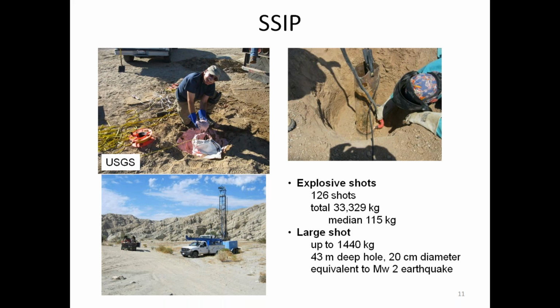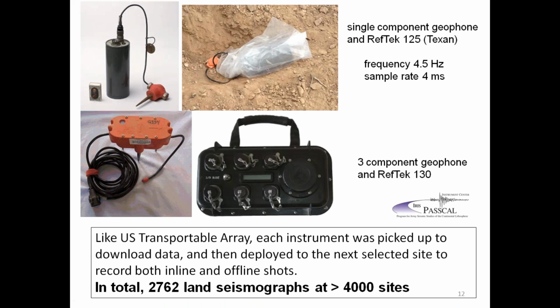Those large shots were recorded by the Southern California Seismic Network as magnitude 2 earthquakes. All the recording instruments were provided by IRIS PASSCAL. The top left shows a single-component geophone connected to an RT-125, or Texan. The geophone has a frequency of 4.5 Hz, and the Texan can keep recording for 3 days with a sampling rate of 4 milliseconds. The Texan is covered in a plastic bag and buried in the soil.